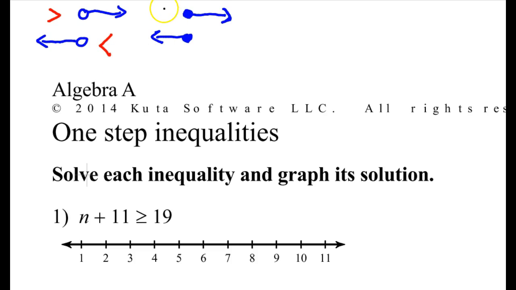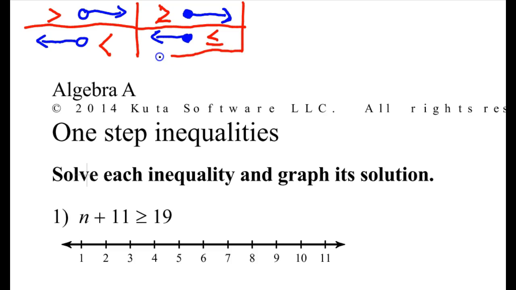This is greater than or equal to. It's filled in. So it's greater than and it's equal. We've got less than and equal. So make a habit of writing this down so we don't make any careless mistakes.